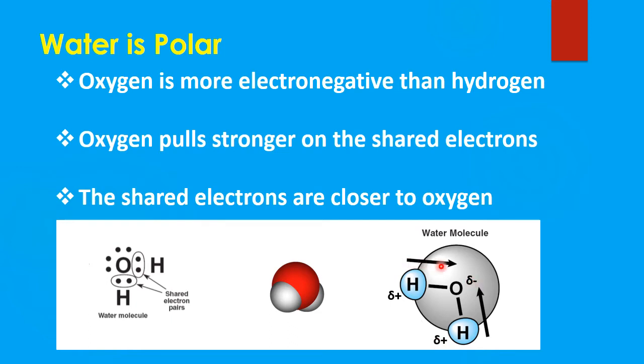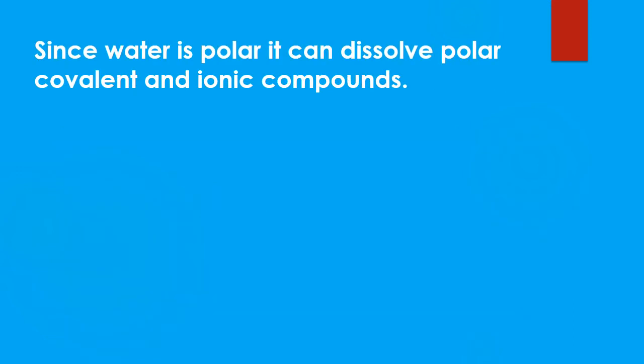So this shows us the direction that oxygen is pulling more on these shared electrons. So it has a slightly negative charge. So that means the oxygen region will be slightly negative, and the hydrogen will be slightly positive. So that gives water two areas of different charges, so it makes it polar. Because water is polar, it can dissolve polar covalent substances and ionic compounds or ionic substances.